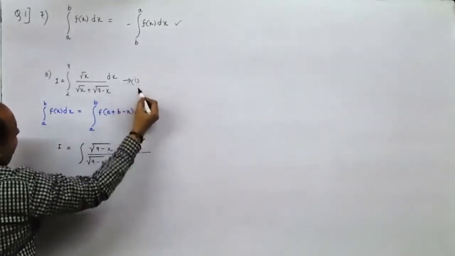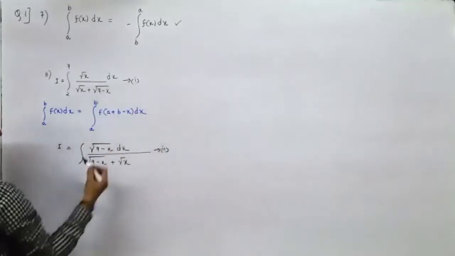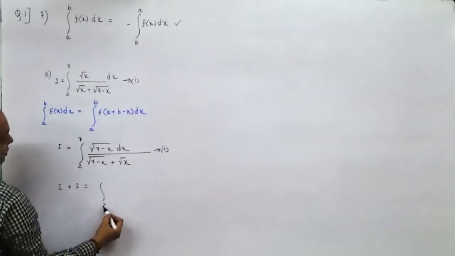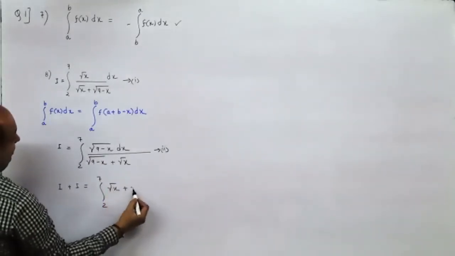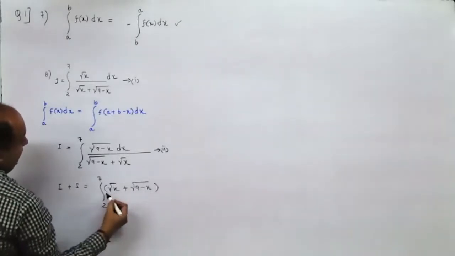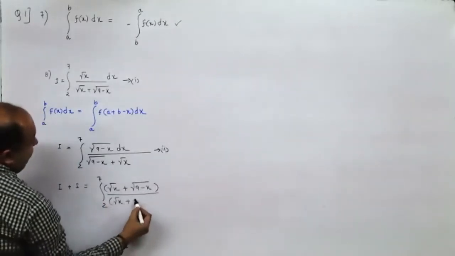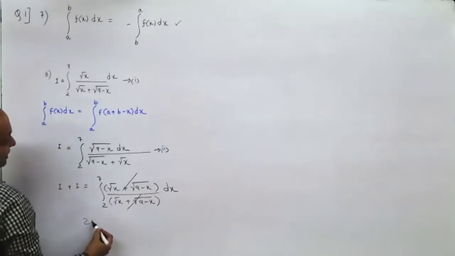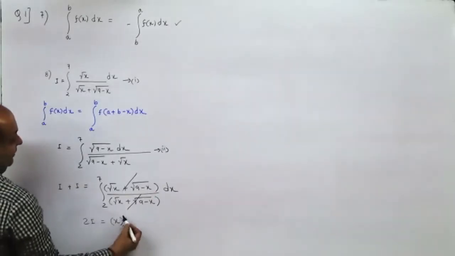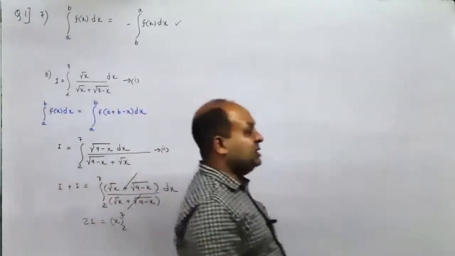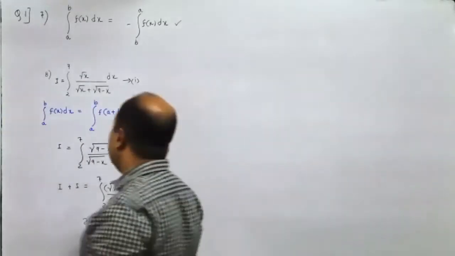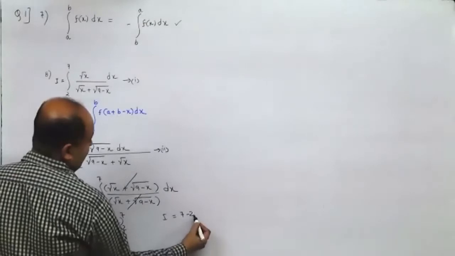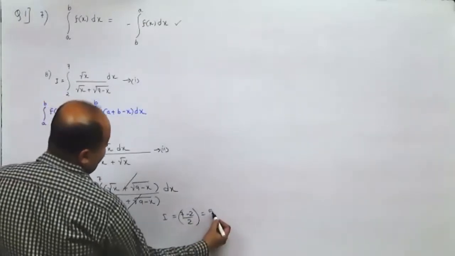So from 1 and 2, if you see, the denominator is the same. When you add, you get I plus I equal to integral 2 to 7 of root x plus root 9 minus x divided by root x plus root 9 minus x, and this gets cancelled. It would be integration of 1, so 2I equals x between 2 and 7. So 2I is 7 minus 2. In such a case, the I value would be upper limit minus lower limit upon 2. So I would be 7 minus 2 upon 2, so it is 5 by 2.